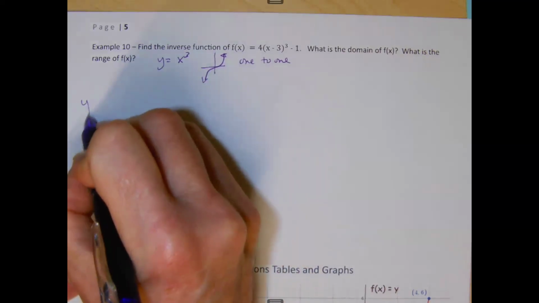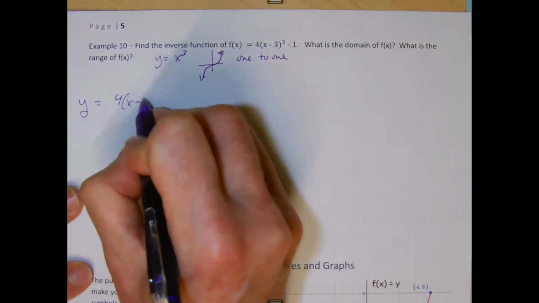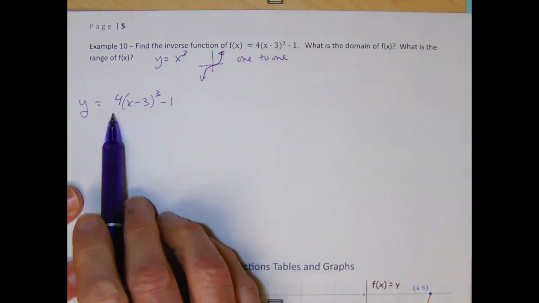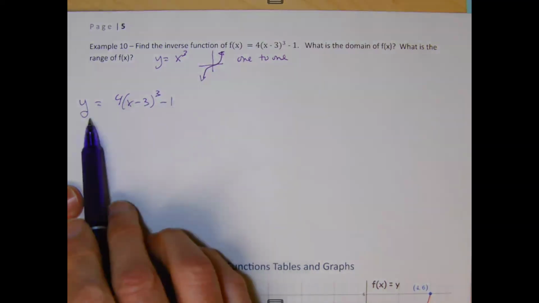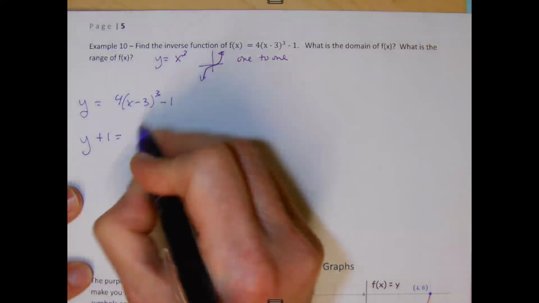So the first step, replace f of x with y. And start solving for the term that has the variable. So I'm going to add 1 to both sides, start that process of isolating.